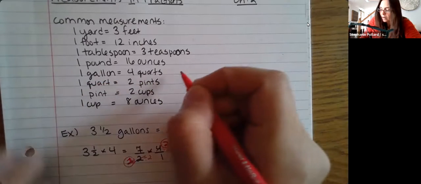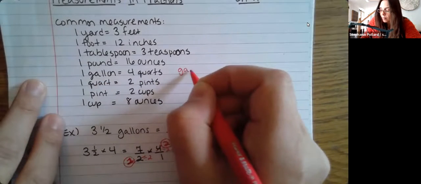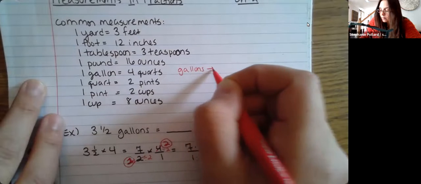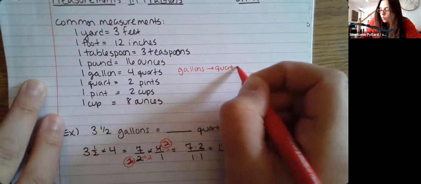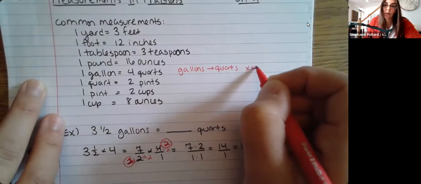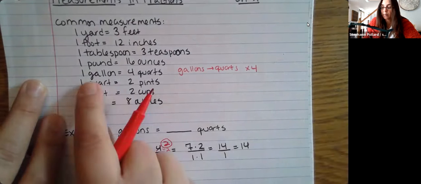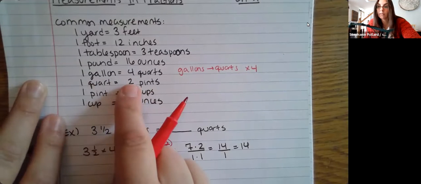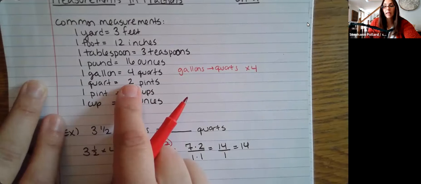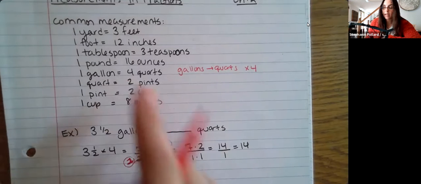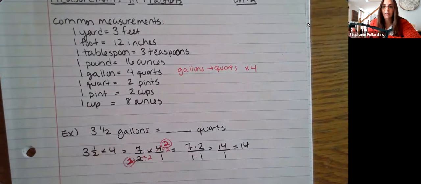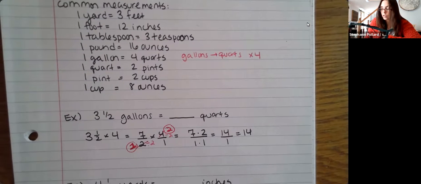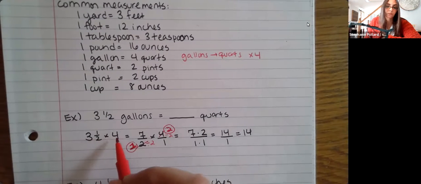So what's happening here as we're going from gallons to quarts, we're really just multiplying by 4, right? If I have 1 gallon, that would be 4 quarts. If I had 2 gallons, then I would have 8 quarts, right? 4 plus 4. So it's really just a multiplication process here. And that's what I did. If you see fractions, it's still going to work the same way. 3.5 gallons, we want to go to quarts, so you're just going to multiply by 4.